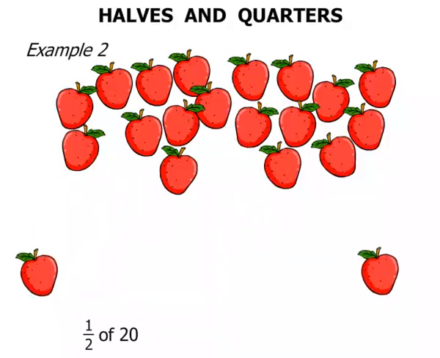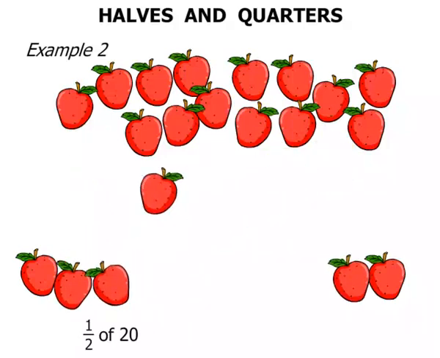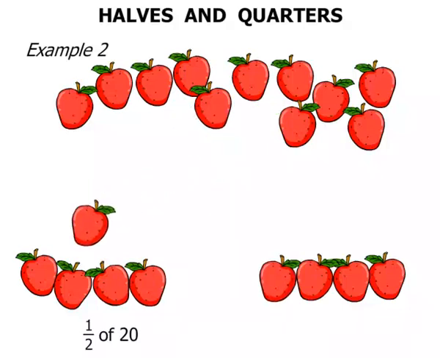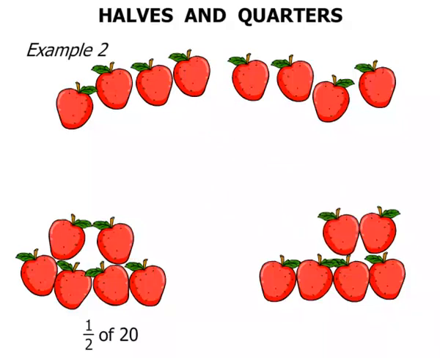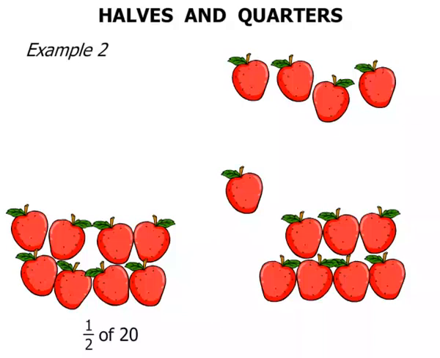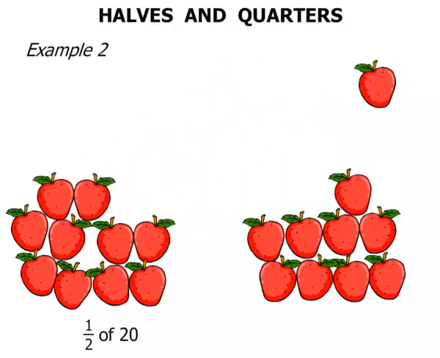1, 2, 3, 4, 5, 6, 7, 8, 9, 10. We can see there's 10 strawberries in each group. So a half of 20 equals 10.